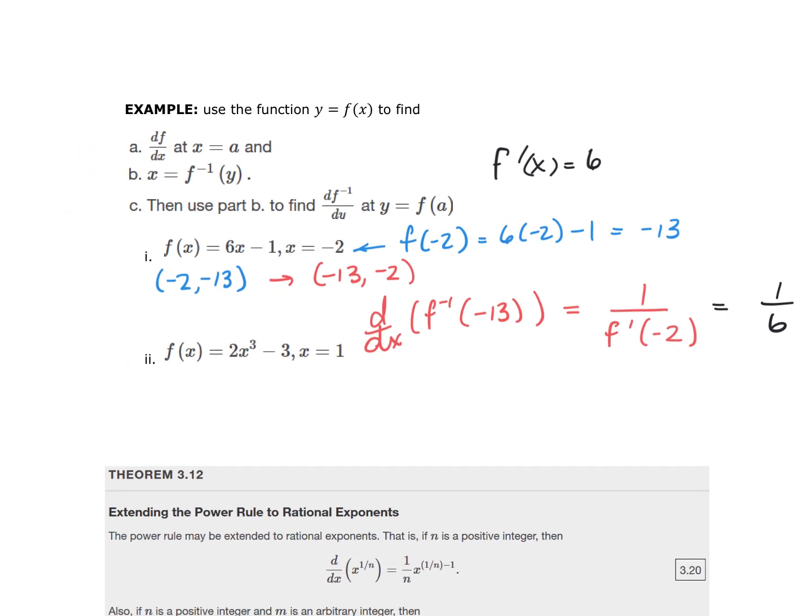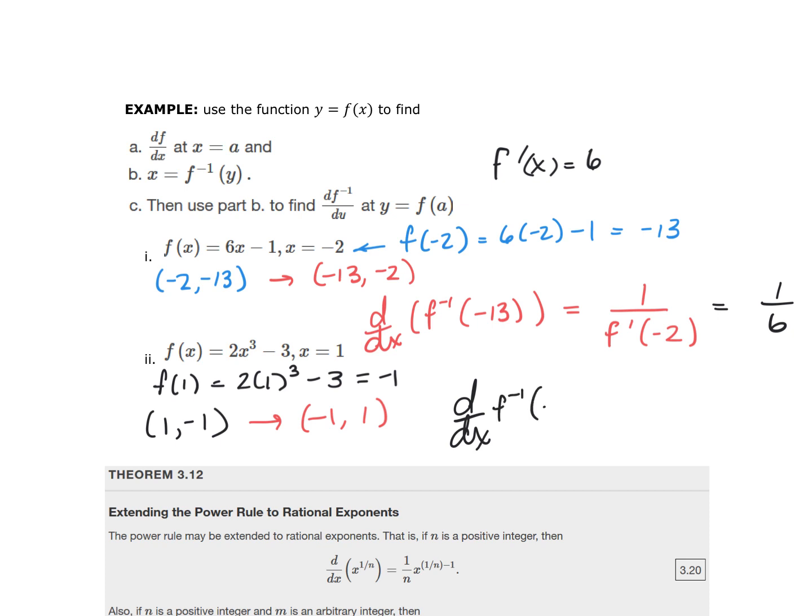So again, if I were to put in x equal to 1, f of 1 is going to give me 2 multiplied by 1 raised to the third minus 3, which gives me -1. So the ordered pair is 1 as the input, -1 as the output. The inverse then would be (-1, 1). So d/dx of f inverse of -1, because that is the input for my inverse, which is the output of my original function, is going to be equal to 1 over f prime evaluated at 1, 1 being my input that produces -1 as the output.